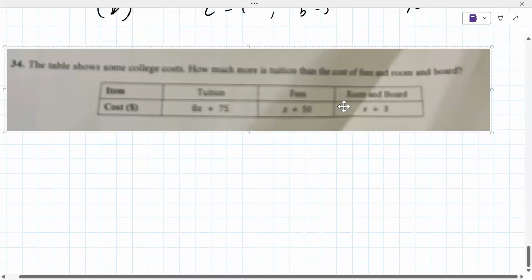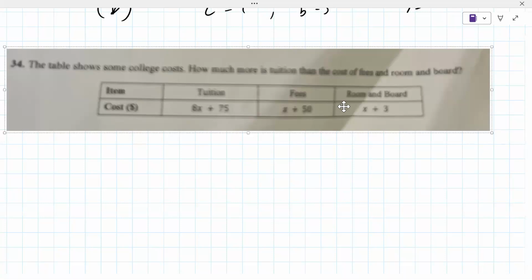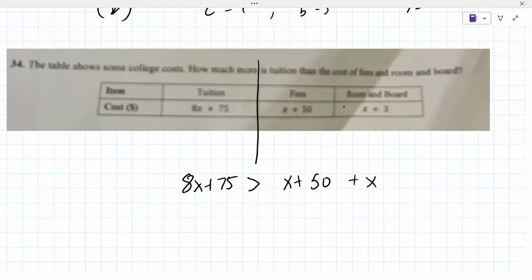All right, the table shows some college costs. How much more is tuition than the cost of fees and rooms and board? So what I sort of take this as is a greater than. So 8x plus 75 is greater than x plus 50 plus x plus 3. So to me, the word and means plus in this case.